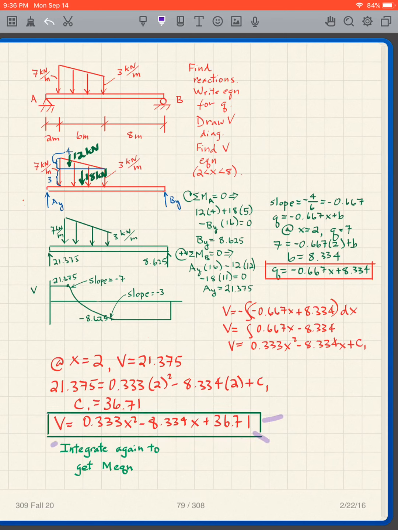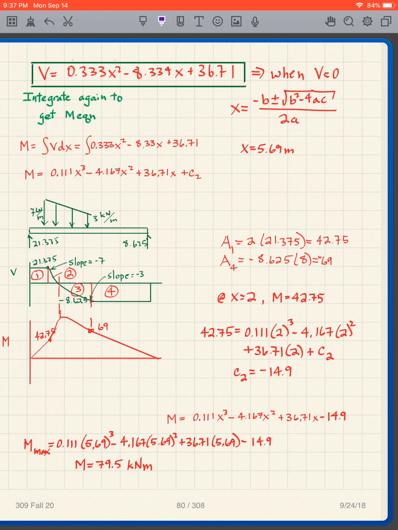And what would we do? We would integrate that again to get the moment equation for this one. So I integrate that. You can all integrate that polynomial. I get this. And then I have to tack on the C2. How do I get the C2? I note that I'm looking at my moment diagram. Okay, I've got to get my areas here for my shears. So I get area 1, area 4.